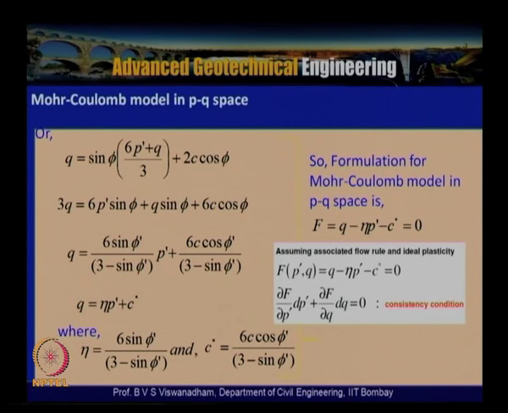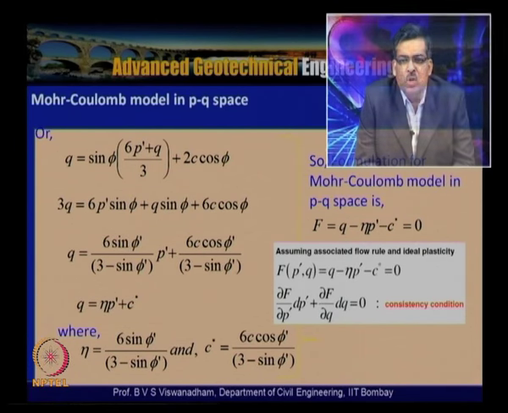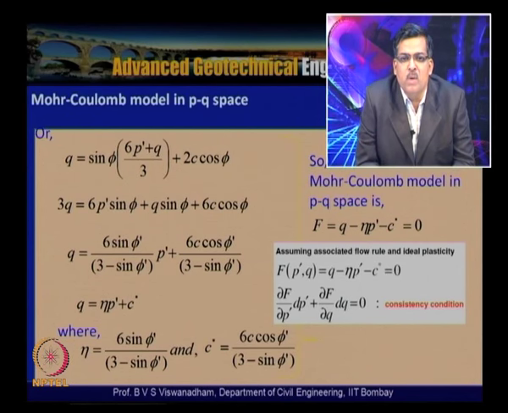This is called the formulation for the Mohr-Coulomb model in PQ space, and assuming the flow rule and ideal plasticity condition, we can write f is equal to f function of P', Q, is equal to Q minus nu P' minus C star is equal to 0. So by taking the differentiation, dou f by dou P' dP' plus dou f by dou Q into dQ is equal to 0. So this is actually the consistency condition as far as the Mohr-Coulomb model in PQ space is concerned.